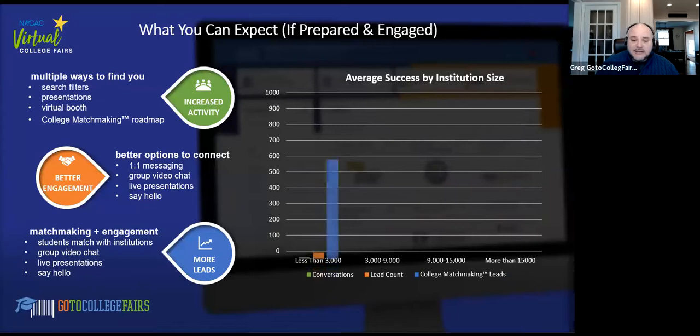Okay, so let's talk about the success that we've had. This is the institution sizes that we have among the members, and for the first couple of events, this is what we were able to garner from what we've seen. The universities and colleges with less than 3,000 students averaged 10 conversations, 40 leads in the booth or through presentation, and 628 matchmaking leads. We'll talk about that number and what that means.